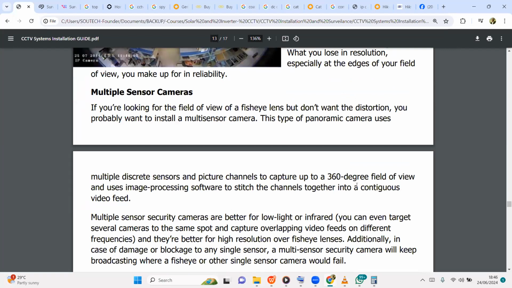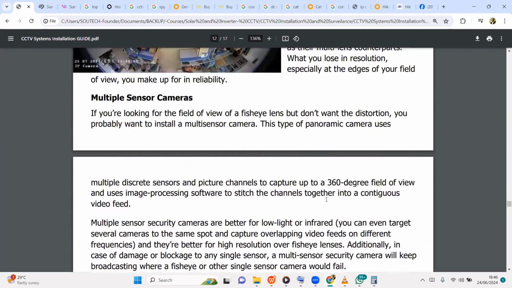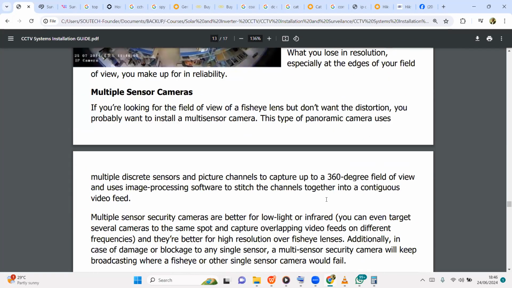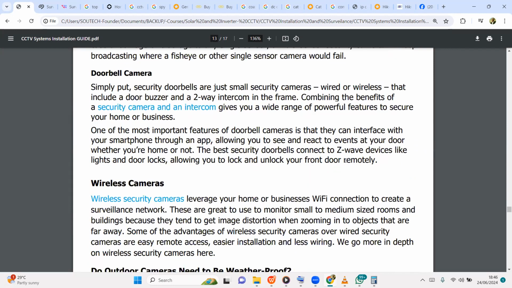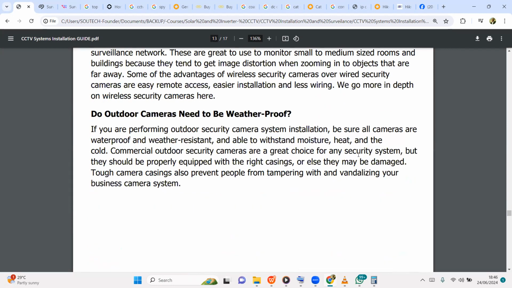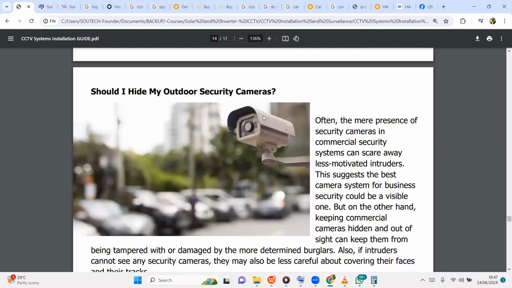You now have a multi-sensor camera, a camera that maybe has temperature. I talked about the temperature sensor. They can have different kinds of sensors on them. Then you have the doorbell camera. You have the wireless camera. Then you have outdoor. So this is an outdoor camera.